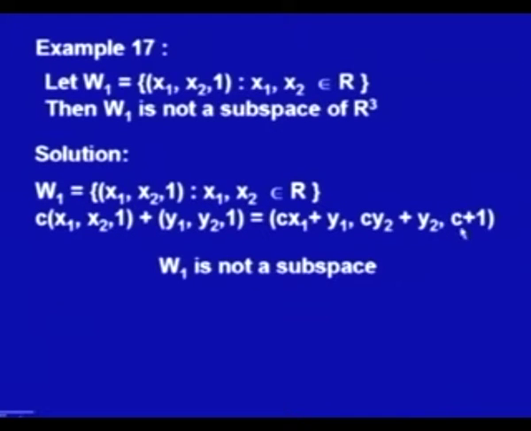Now, this will be 1 only when c is equal to 0. For a general value of c, this will not be 1, and that is why this right hand side will not belong to W1, or this linear combination does not belong to W1, and we say that W1 is not a subspace.